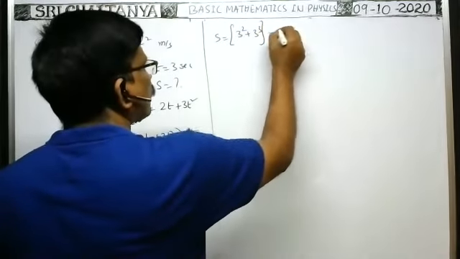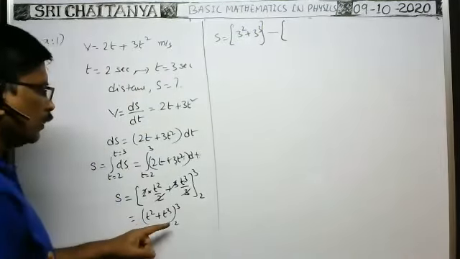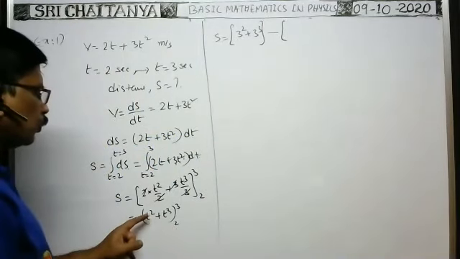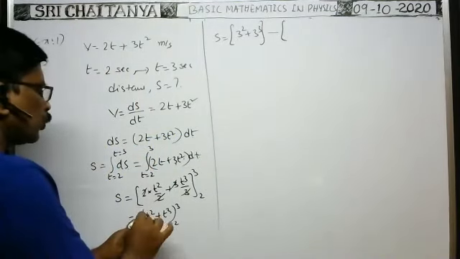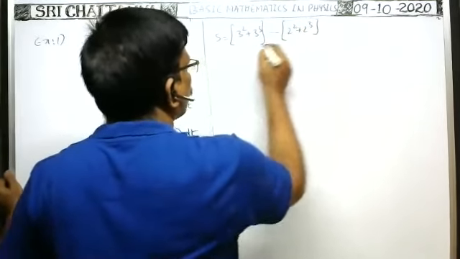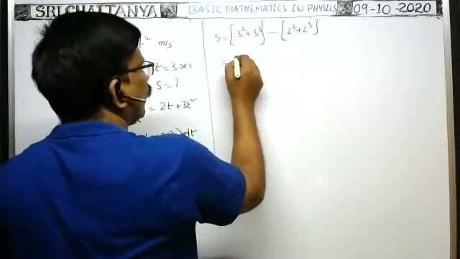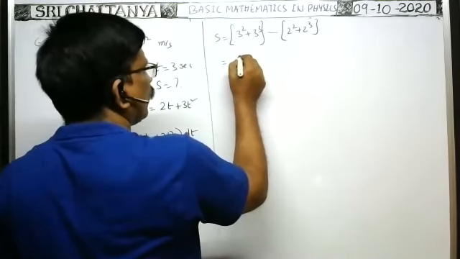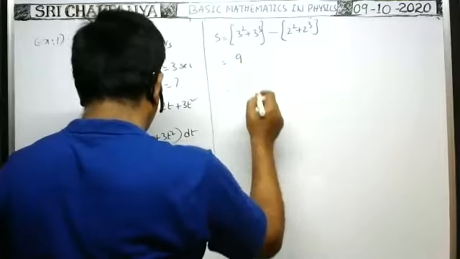Before substituting the lower limit, you put a minus sign. Instead of t, you substitute 2: 2 square minus half, 2 square plus 2 cube. That is equal to, what is the value? 9 plus 27. No, sorry.